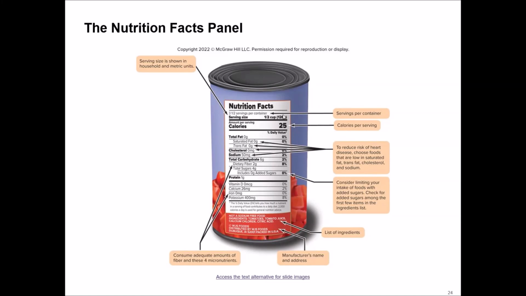And the other thing to note here is on the right column, you have percent daily value that is listed here. We'll talk about that also. Down below, they'll have a list of ingredients. They have to list the manufacturer's name. So some of these things, like I said, are pretty consistent from label to label.